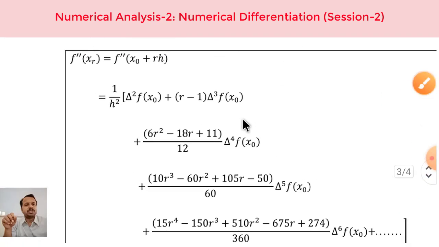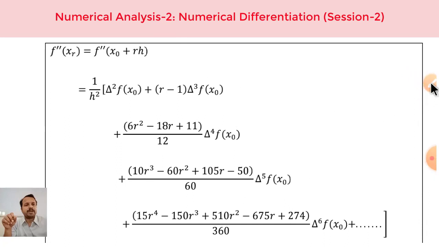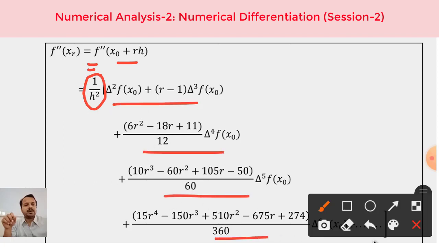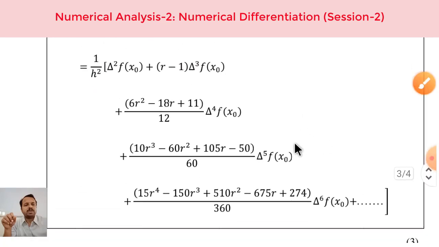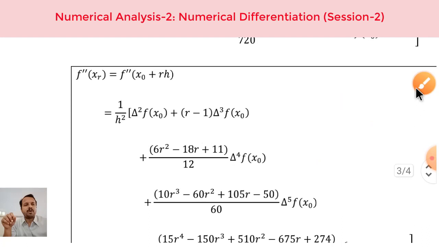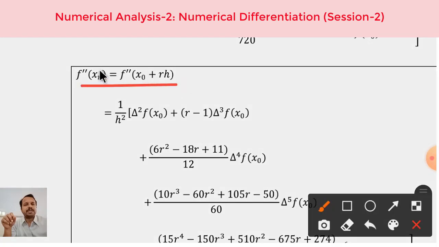You please have a look at this formula. That is the formula for numerical differentiation of second order. So f double dash at x naught plus rh is equal to 1 by h square into all the terms within the brackets. After simplification, they have been written in a systematic way. So this particular expression is expression number 3. This is an important formula, and this formula gives us the value of the second order derivative of f at this point xr. Xr is nothing but x naught plus rh.